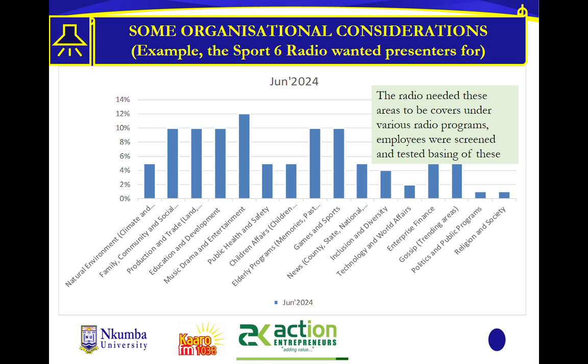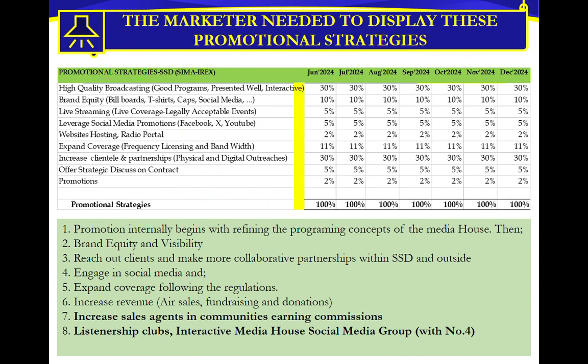So these needs have to be known so that workers are selected to fit the needs of the organization. However, those who were involved in marketing, the marketeers, needed to display promotional strategies. So marketeers needed to have strategies of marketing this radio and television. They were examined to see whether they know that high quality broadcasting affects marketing, such as good programming, presenters presenting well, and making the radio and television shows attractive.